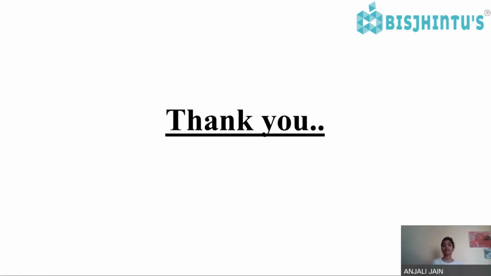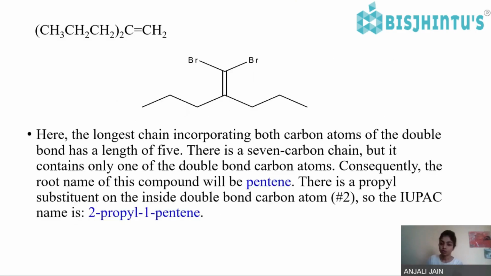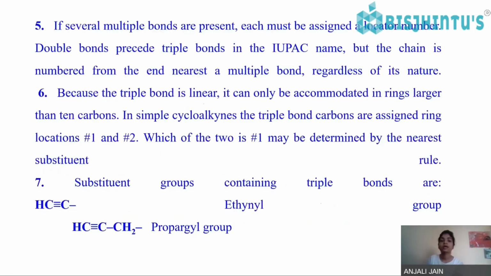So this was the nomenclature of alkanes, alkenes, and alkynes. Right now, we just discussed the various molecular formulas and the nomenclature rules and some illustrations which are necessary to apply the IUPAC nomenclature.